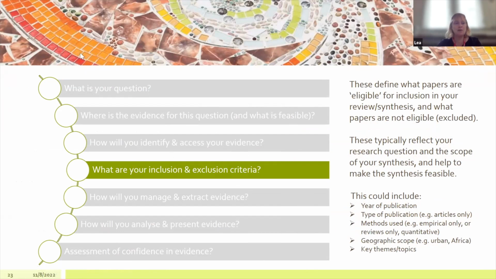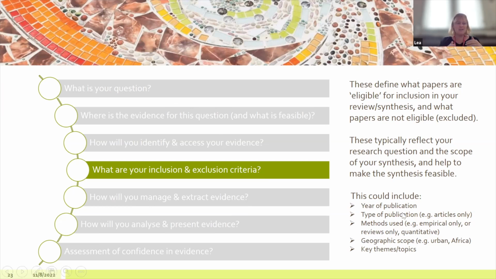Once, in theory, you have this big list of data, which often is exported from whatever your online database is, you will have to screen and select which papers are actually relevant, what papers are eligible. And so we create inclusion and exclusion criteria to go through each paper and decide whether it's eligible to be included in the review. And these should be based on the scope and the research questions.